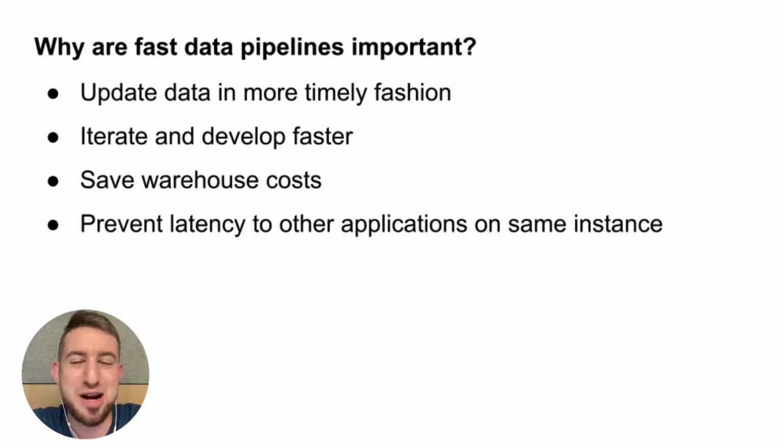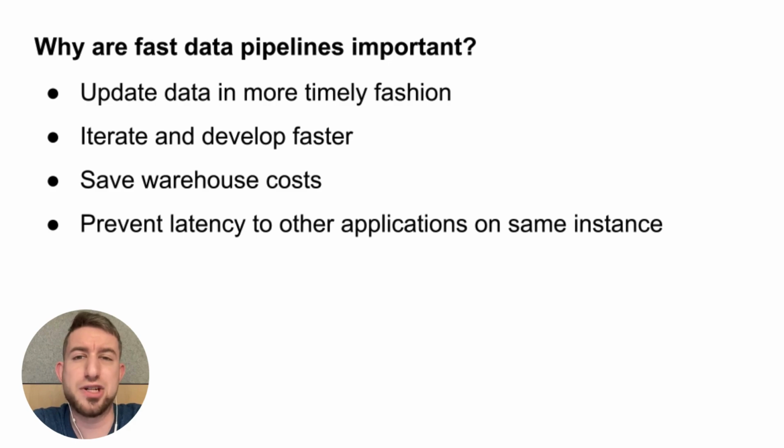Why is having fast data pipelines important? There are a number of reasons. The first is that it'll allow you to update your data in a more timely fashion, providing insights that are more recent and allow the business to react faster to recent performance. Second, it allows you and your team to iterate and develop faster, whether creating new data sets and functionality or making tweaks to existing data products. Having pipelines that run quickly is really going to speed up your development process. It will also help you resolve issues faster, leading to better trust with your stakeholders.